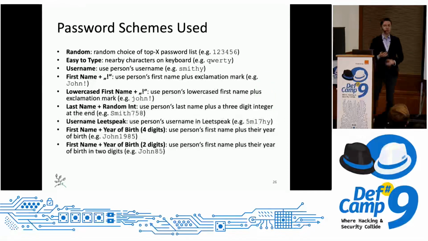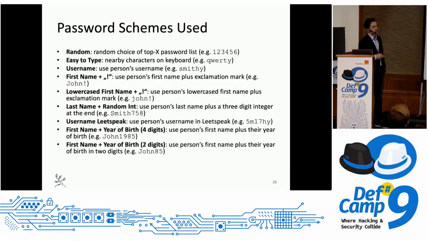I needed to be GDPR compliant. That's why I didn't use actual password lists. I didn't use actual data, and I made up some fake password creation schemes. One of these schemes, for instance, is just the random scheme, which randomly chooses a top X password list password, like 123456.